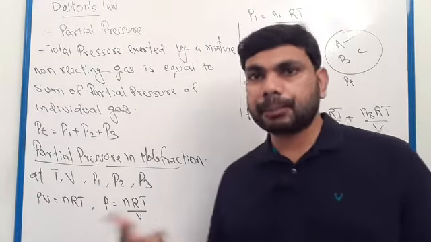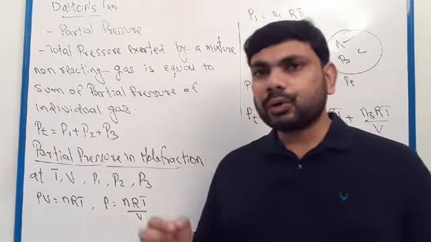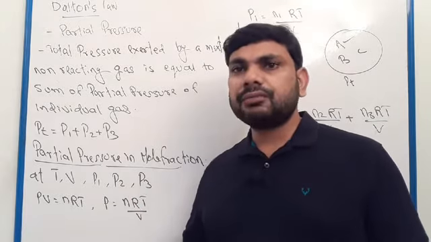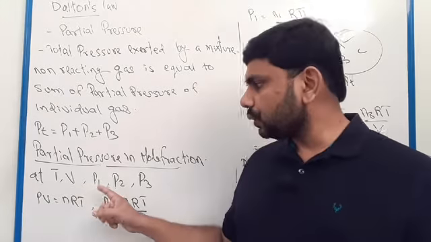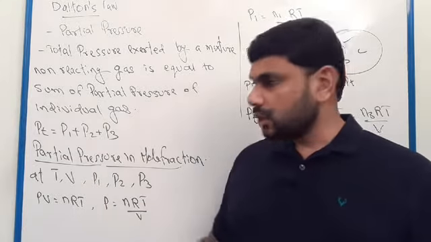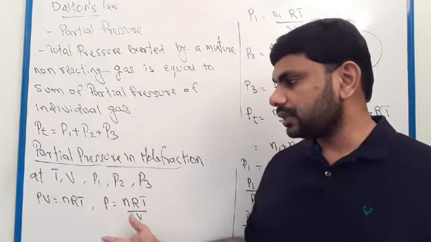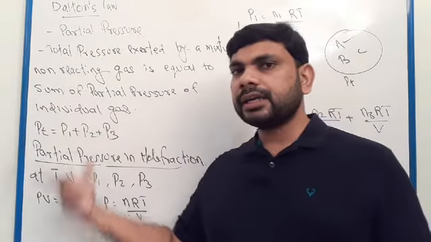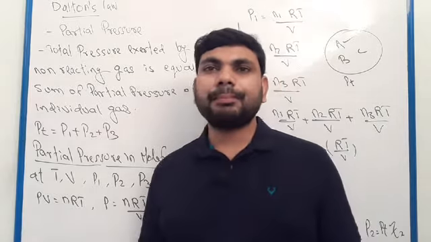They have different pressures, P1, P2, P3. According to the ideal gas equation, we know PV equals nRT. Since pressure is different, P equals nRT divided by V. This is our normal ideal gas equation, PV equals nRT, P equals nRT by V.